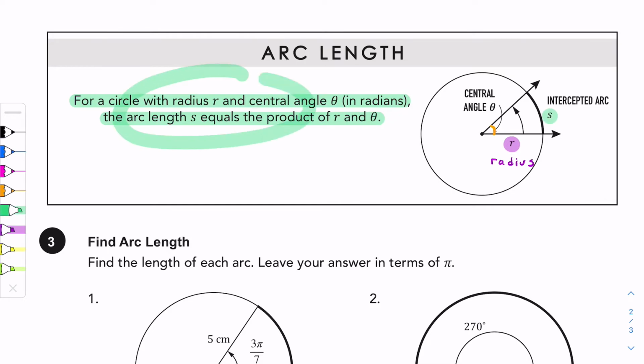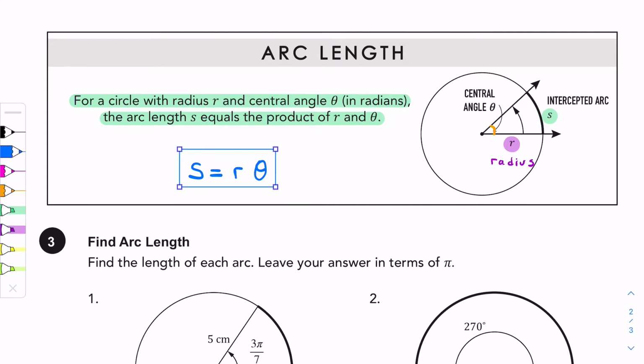This description probably sounds confusing, so if I was to take that description and write it out into a formula, the arc length represented with a variable S is equal to the product of the radius times theta, so r times theta. As long as you can find these 3 values, you can fill in this equation.